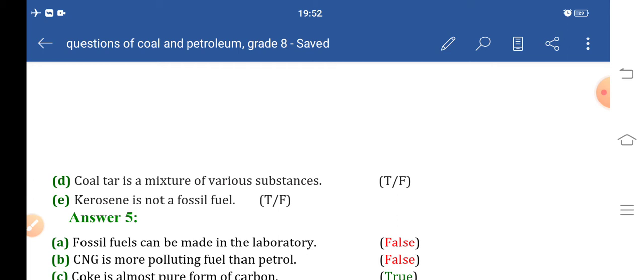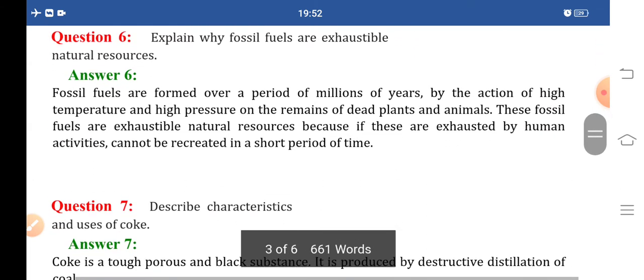Next, the fourth is coal tar is mixture of various substances. Yes, true. Kerosene is not a fossil fuel. No, false. Kerosene is a fossil fuel.